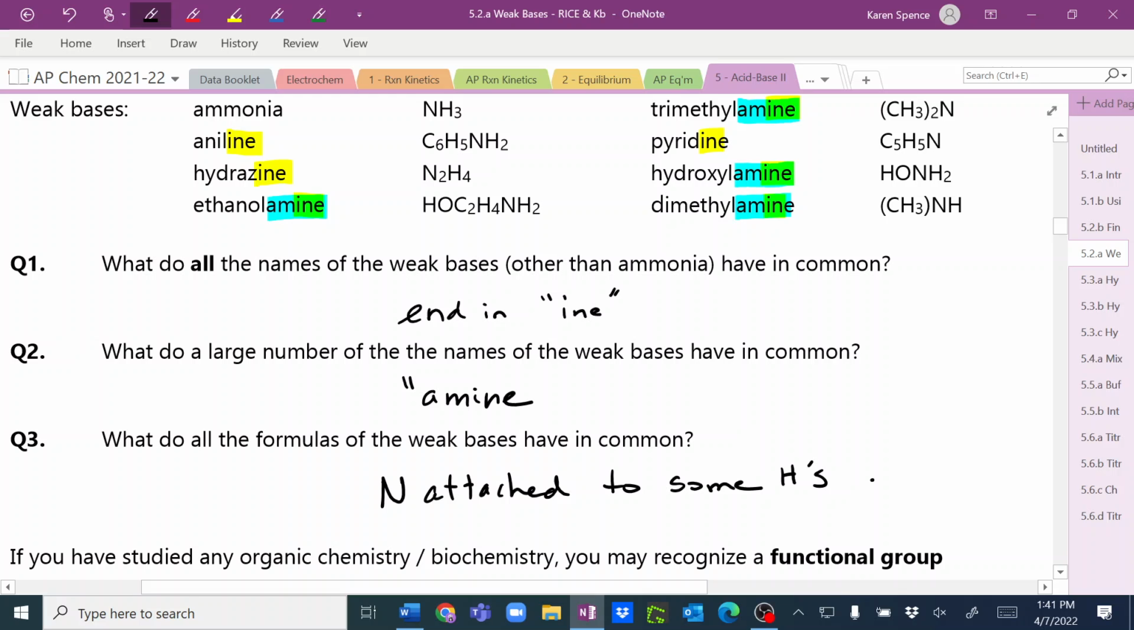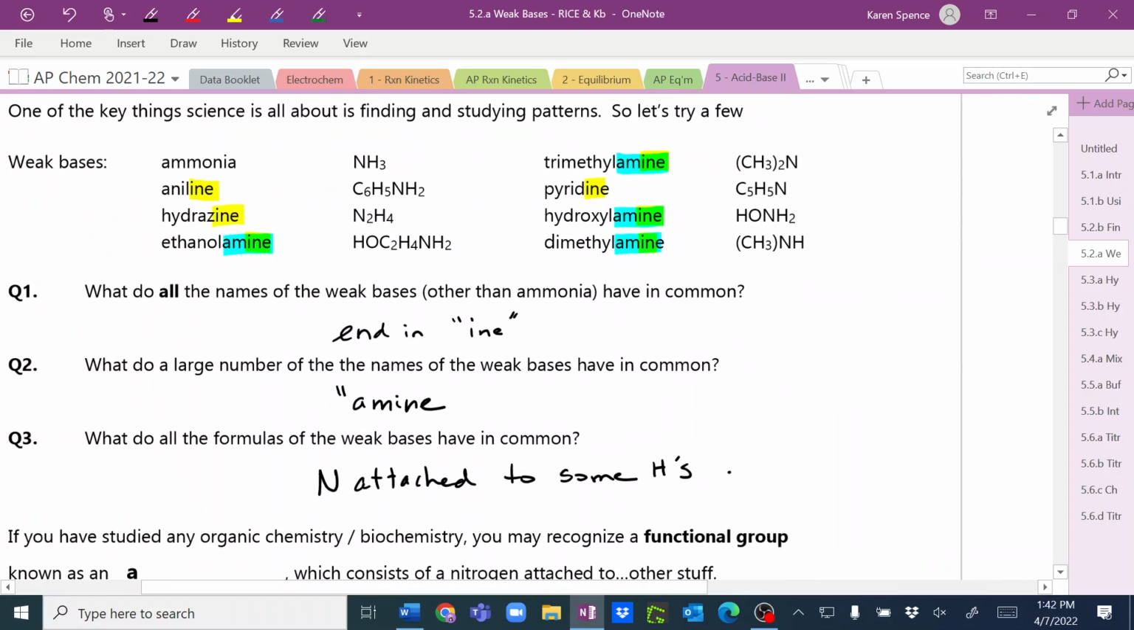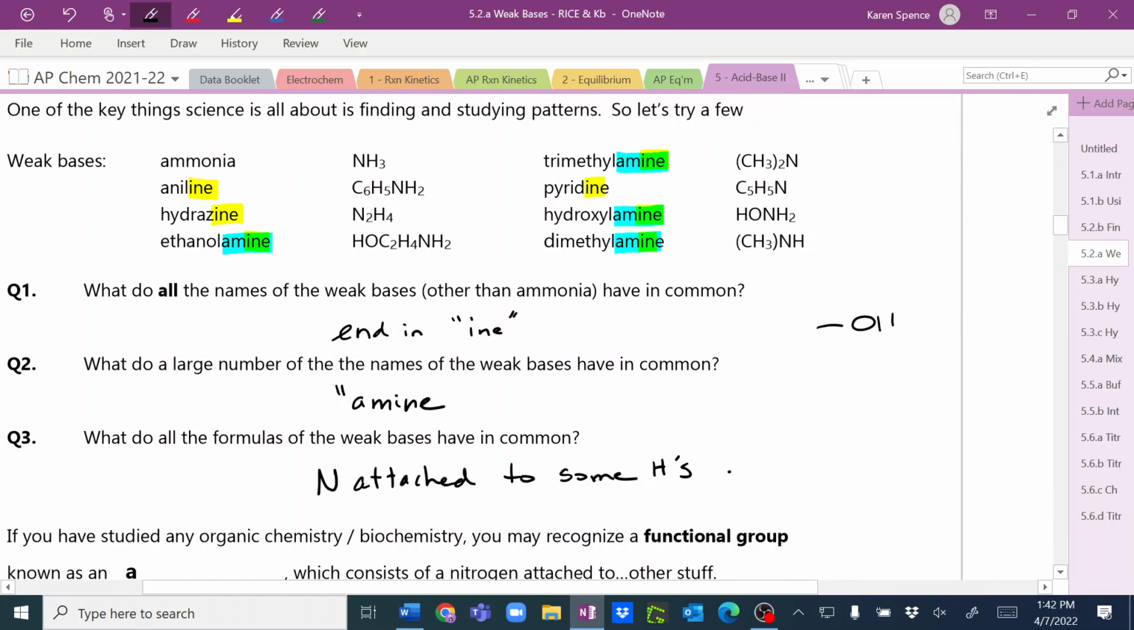So if you have studied any organic chemistry or biochemistry, you may recognize this as a functional group. If you haven't, then you have no idea what that is. A functional group is just one of those things that you recognize. Can you think of any other functional groups that we've talked about? The hydroxyl group, okay? OH, where you have CH3, OH, that is your hydroxyl group. Sorry, what was the other one? The carboxyl group.